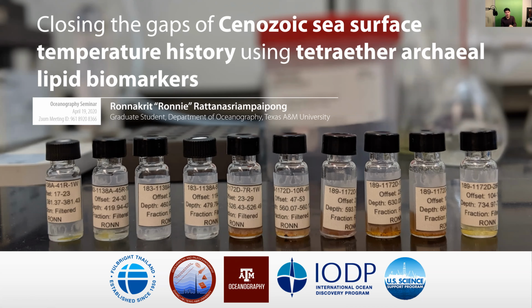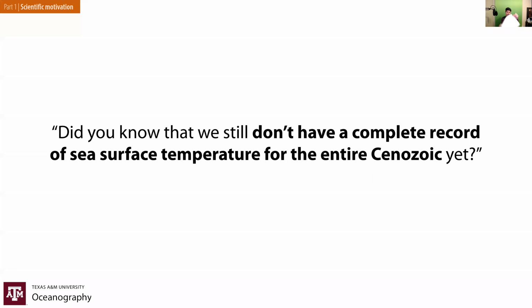So today I will talk about these beautiful lipids and how we can use them to inform us about the thermal history of our surface ocean across the last 66 million years. It all started with the first question that my advisor asked me. Did you know that we still don't have a complete record of sea surface temperature for the entire Cenozoic yet?